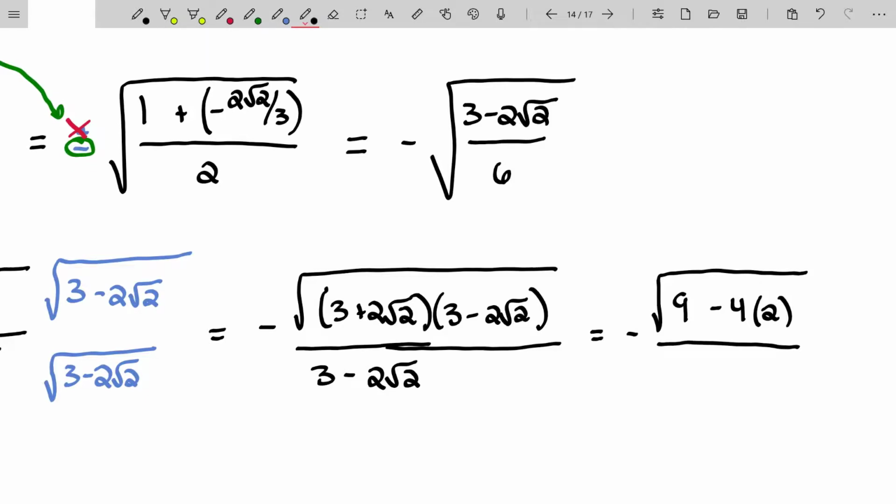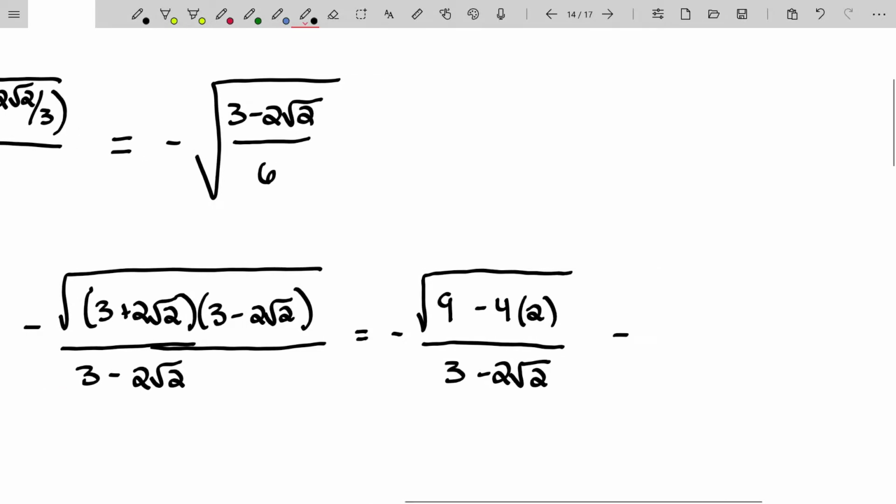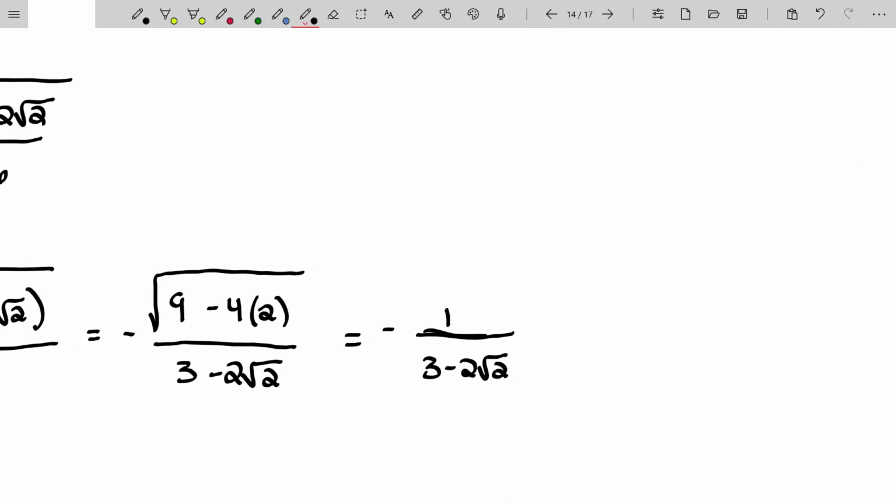In this case specifically, rationalizing the denominator was totally worth it because that's a square root of 1 in the numerator. So you get a negative 1 over 3 minus 2 root 2. Really clean, very, very clean notation. And if you rationalize this denominator, by the way, and I'll leave it for you to do, it would be a negative 3 plus 2 root 2 over 9 minus 8, which is 1.